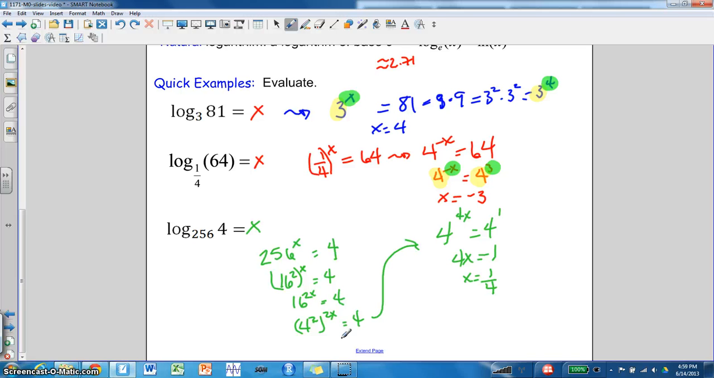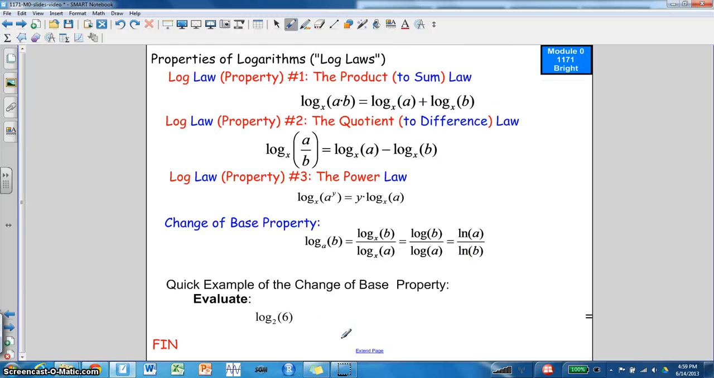Okay, and just as we've been using laws of exponents over and over and over, logarithms have special properties with them as well. I call them log laws, just because it's fun to say. But there's 3 properties, and then kind of one that follows from these other properties. So the first one is a product to sum law.